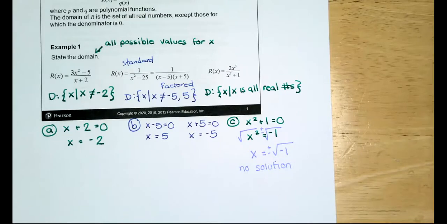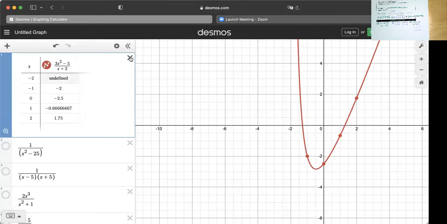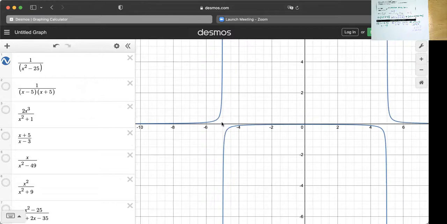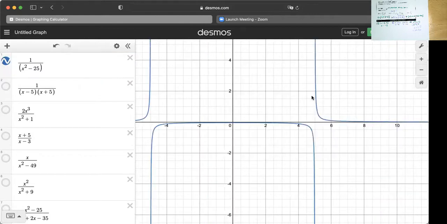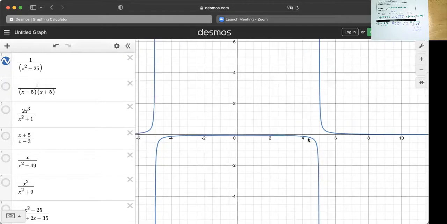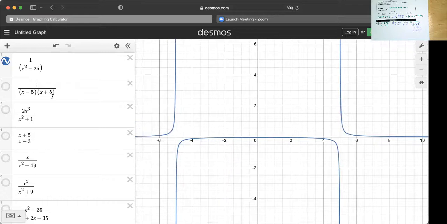Our next one, it should be undefined at 5 and -5. So I'll close that one. This one should be undefined at -5. So you can see that my graph is going closer, closer, closer, but it never touches -5. And over here at 5, we can get really close to 5, but we're not going to ever touch it. We can get really close to 5 on this side, but we're never going to touch it. So that's what that graph looks like. And then I want you to see that the factored graph looks the same.